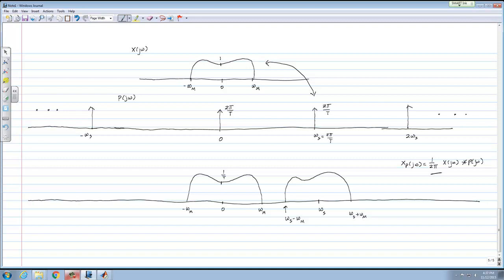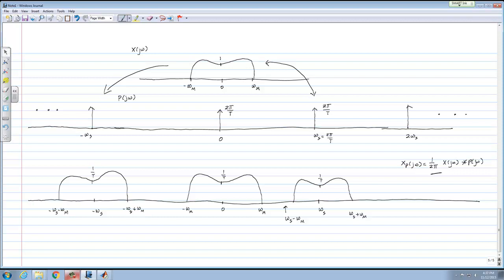Do you agree? And what happens when I convolve this with this? The same thing, but in the other direction. So I have negative omega s, negative omega s plus omega m, negative omega s minus omega m, and so forth. And this is the Fourier transform. Maybe I'll draw it nicely. So this is the Fourier transform of the sampled version of x of t.